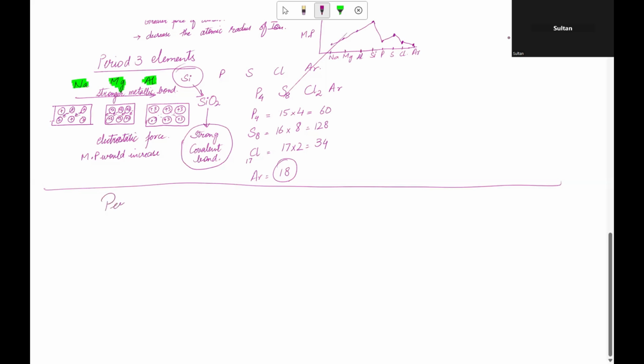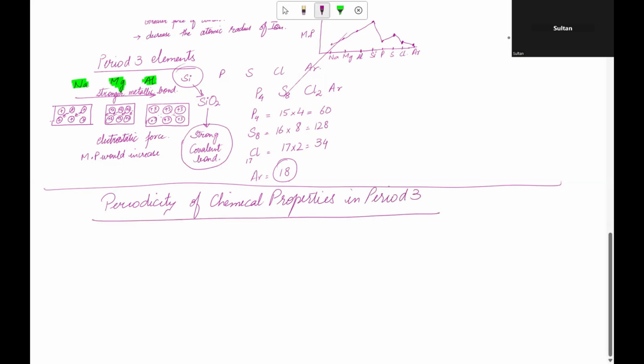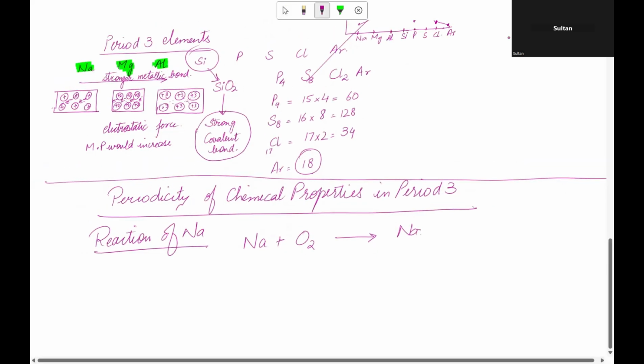Now we are going to discuss the periodicity of chemical properties in period 3. First of all, let's look at the reaction of sodium. Sodium reacts with oxygen and forms sodium oxide. This is in solid form, this is in gaseous form, and this is also in solid form. We are going to heat it. First, let's balance it: 4Na plus O2 gives 2Na2O.